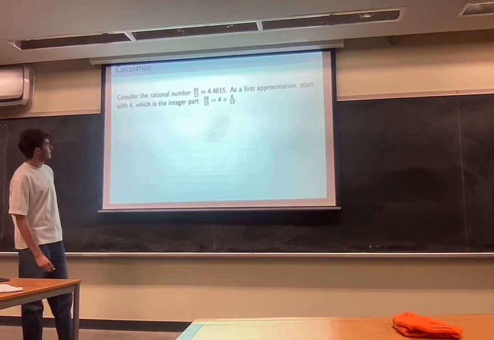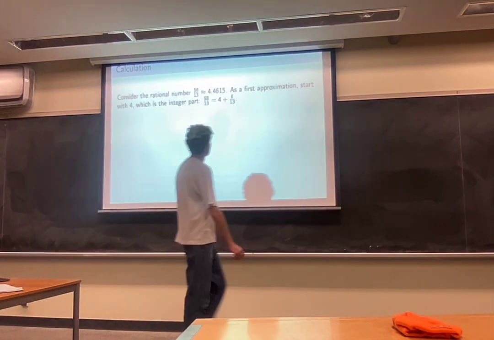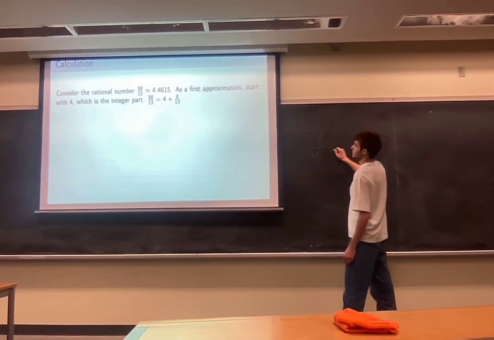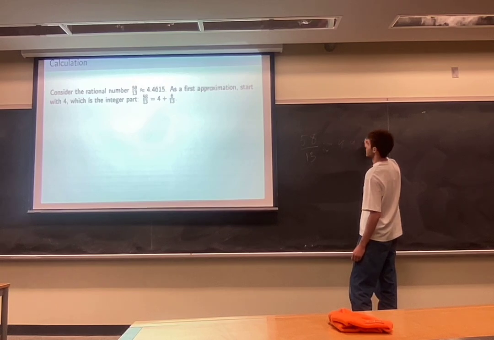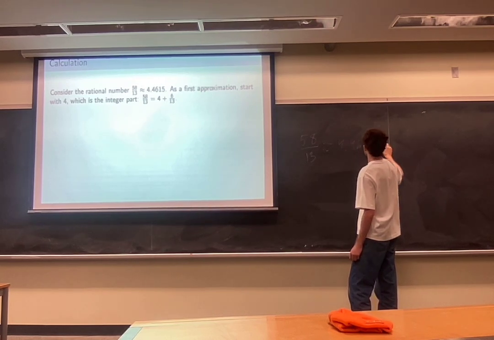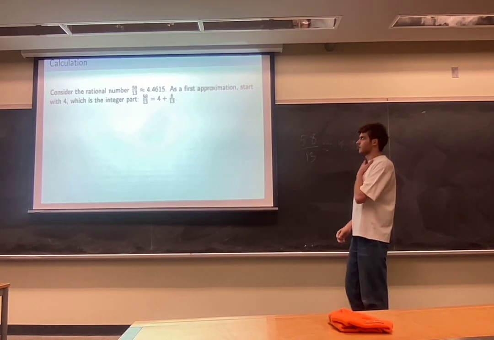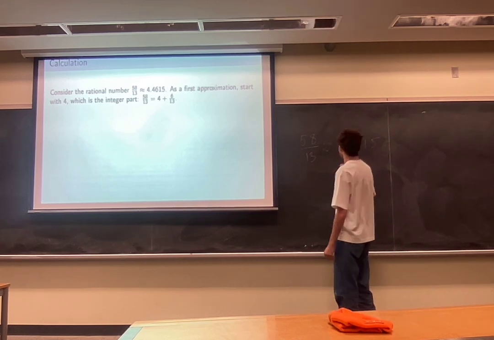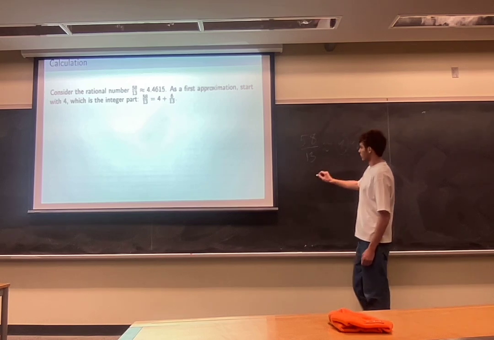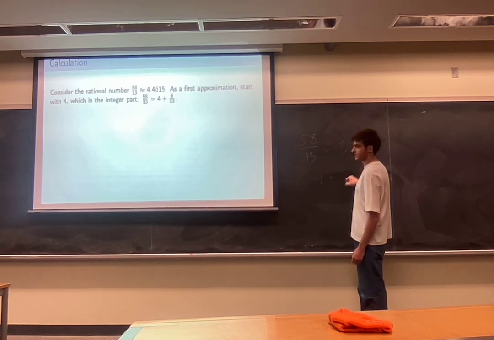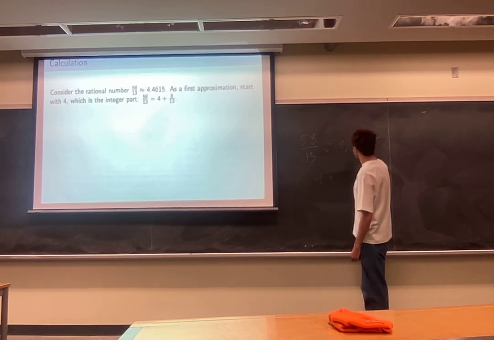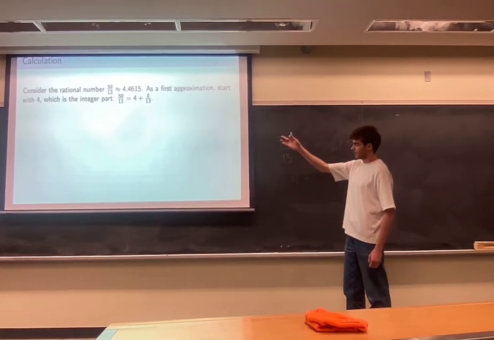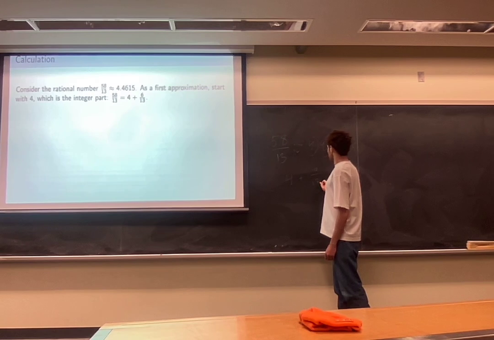Let's go over a worked example. Let's consider this number 58 over 13, which, as you can see, is approximately 4.4615. Now, the way you do this is fairly straightforward. I'm sure that even if I didn't give this talk, you would probably be able to figure it out on your own. First you isolate the integer part. So we know that this is equal to 4 plus some fraction. And we look at this fractional part, 0.4615, which is equal to 6 over 13.